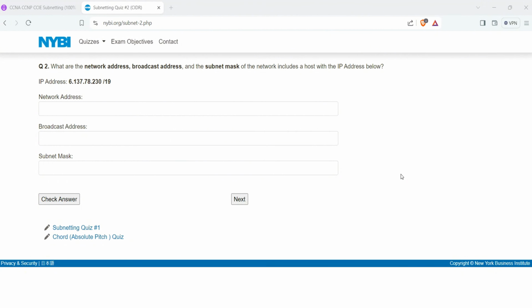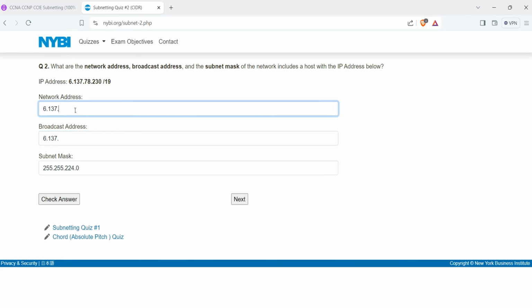So remember, we don't care what class we're using because it's actually a classless network. So what is this slash 19? Okay, 255 is 8 bits. 255 is 16 bits. I need how many more bits? Three more bits. 128, 64, 32. I add them up together. 224.0. All right. Which ones don't change? The first two octets because I have two 255s. 6 dot what? 137 dot. And over here, 6.137 dot.